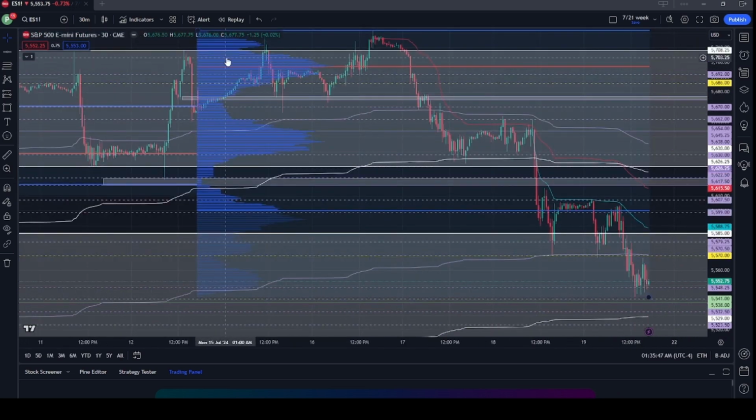I have our volume profile from last week, and then I have some areas of interest. Purple are generally based off of volume profiles. Yellow is generally support and resistance. Green is generally demand. Red is generally supply. And then white, I kind of outlined these ranges.